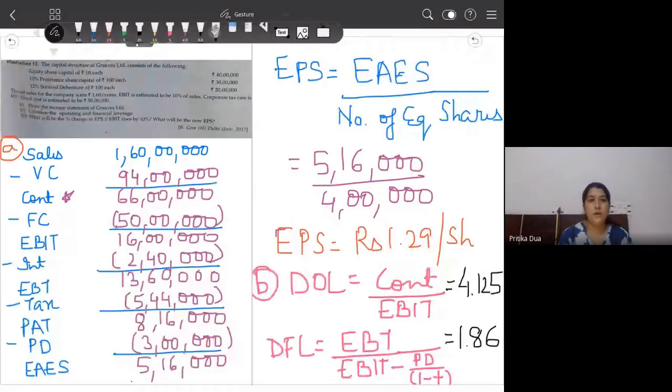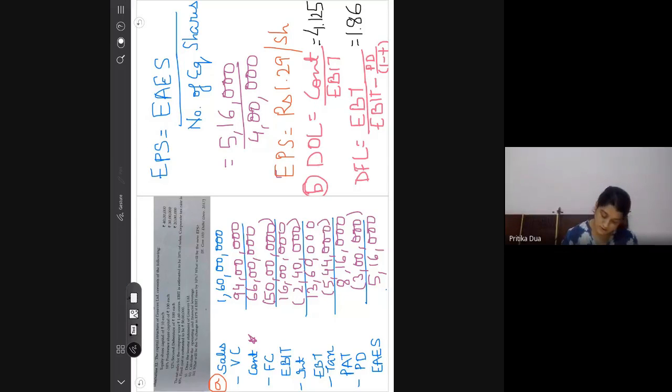Yes, Unnati, you are absolutely right. It is the financial leverage which is examining the relationship between EPS and EBIT. So we will use the financial leverage to solve this part of the question. If there is a 10% increase in EBIT, so the percentage change in EBIT is 10%. So I'll just move to a new page.